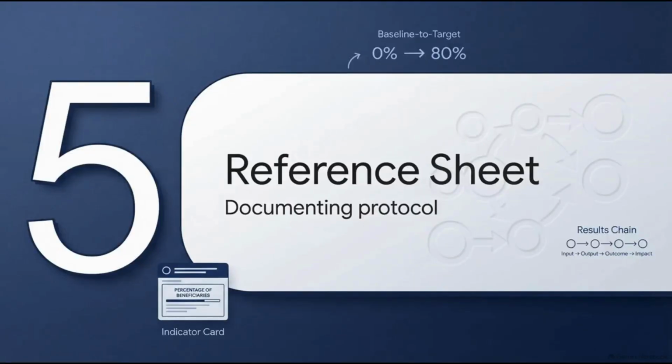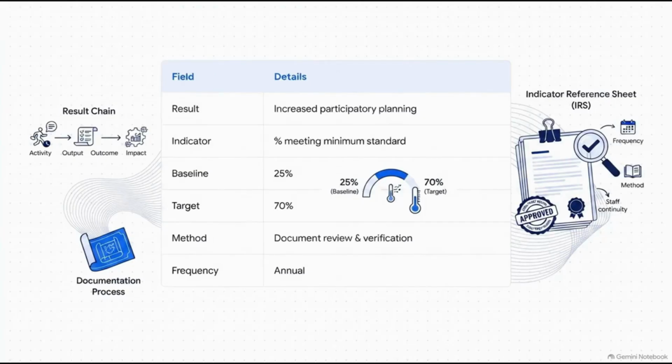Section 5. The indicator reference sheet. Now we take all those intricate, abstract little pieces and document them so that literally anyone can reliably interpret and recreate your measurement. Take a look at how this assembles into one highly professional document. This is an indicator reference sheet, or IRS. It puts the results, the indicator, the baseline, target, method, and frequency all in one place. Why does this matter so much? Because when staff turnover inevitably happens, the new team members will collect and interpret the data the exact same way you did. It's basically your foolproof recipe for reliable data over time.